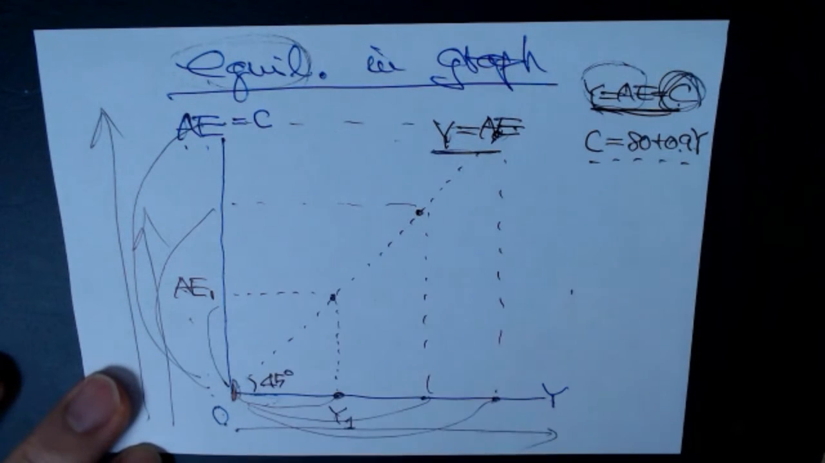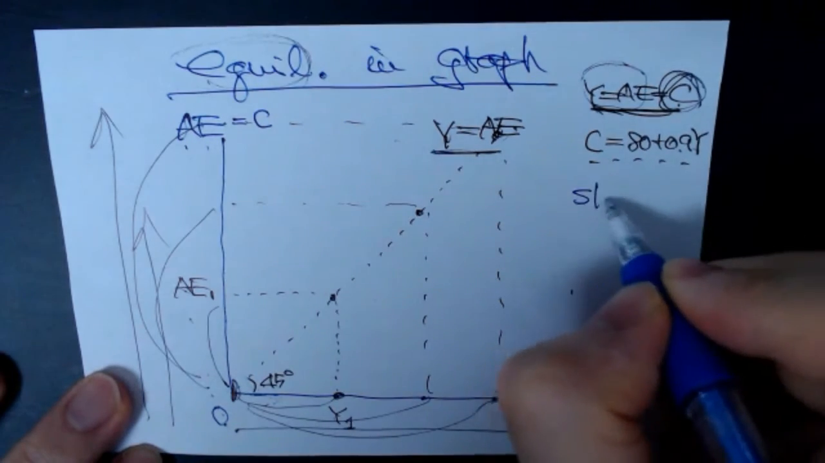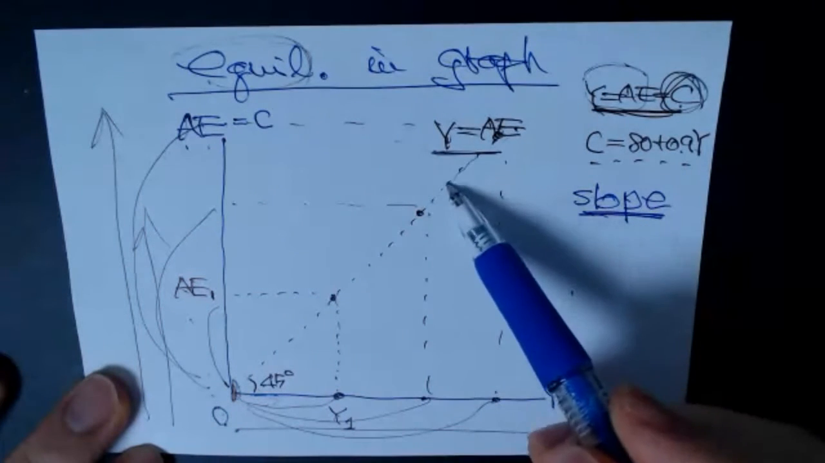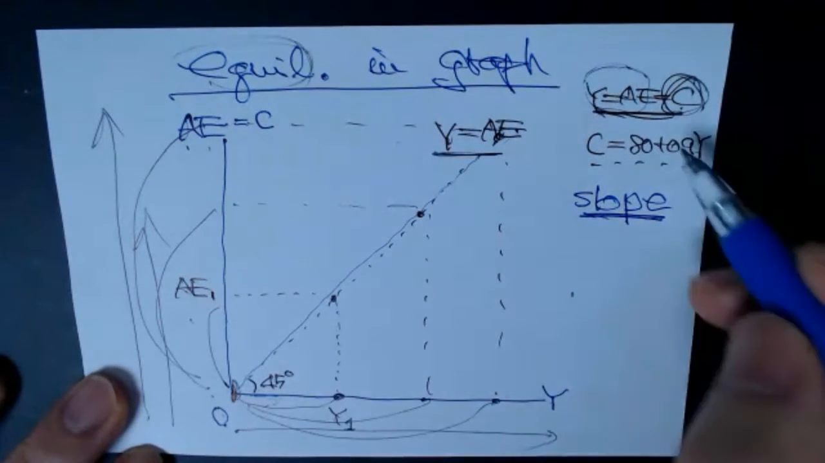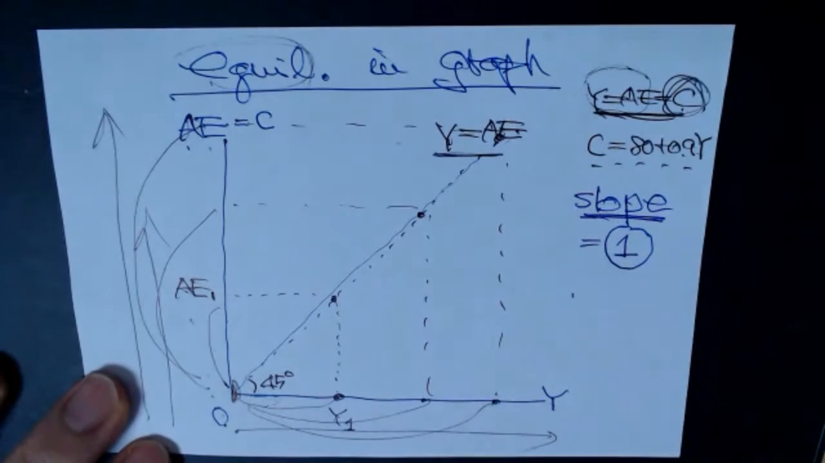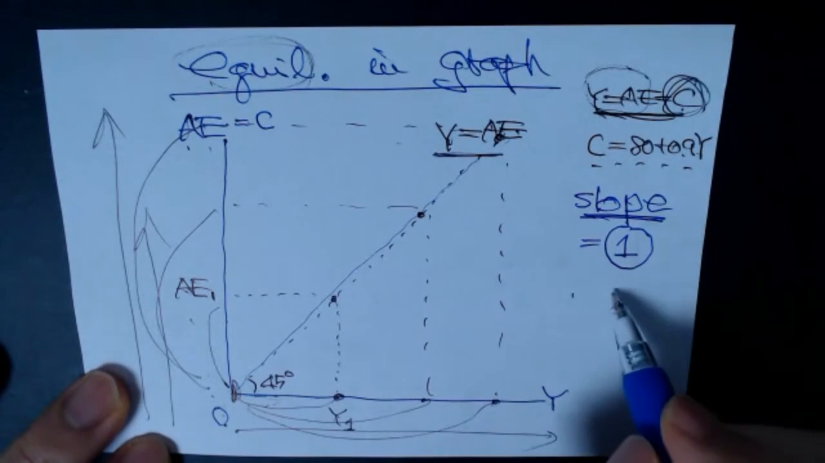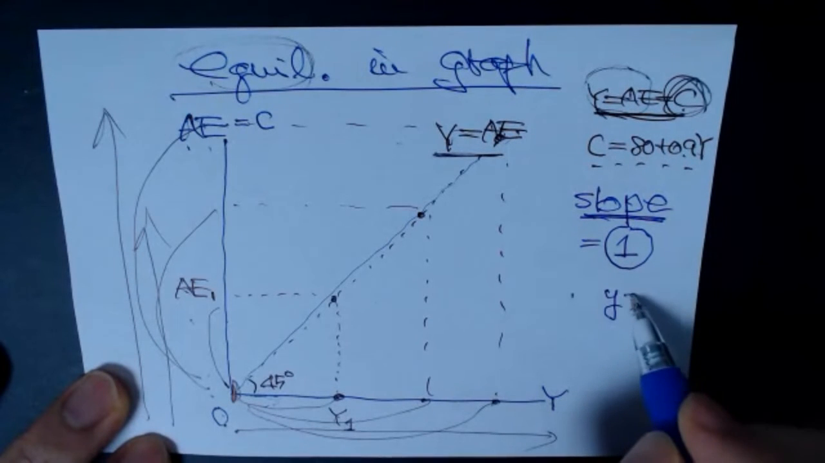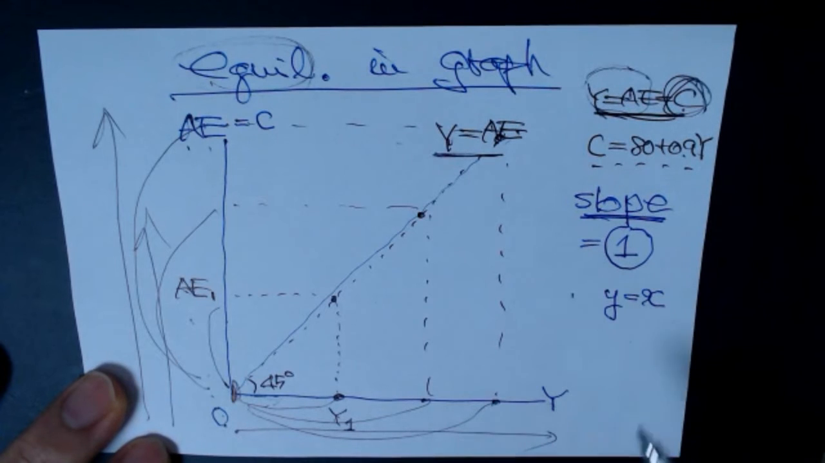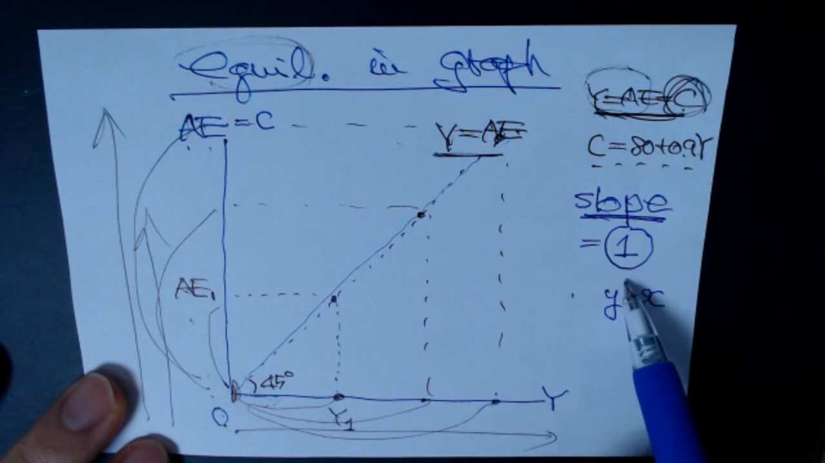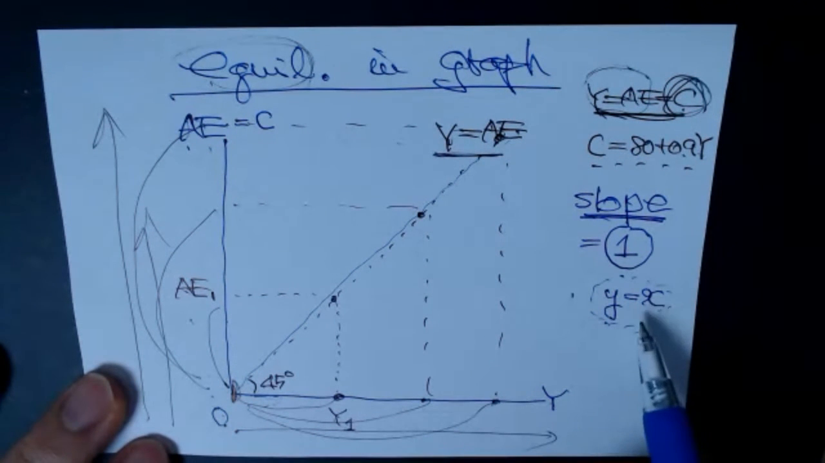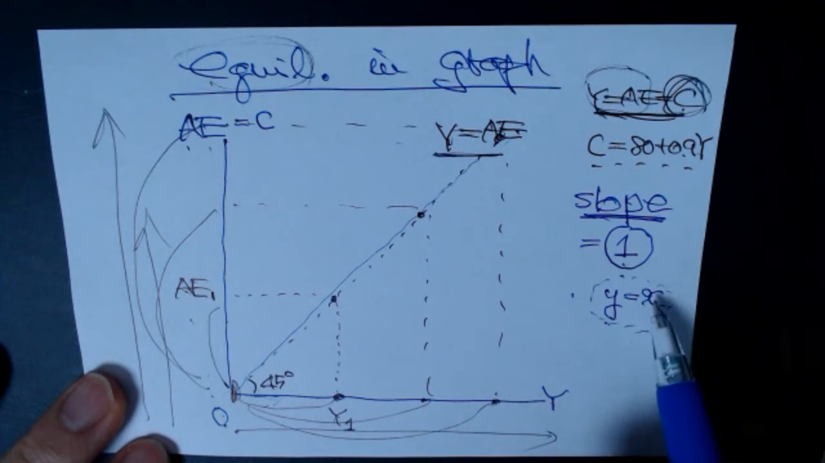Then what is the slope of this graph? The slope of this 45-degree line should be 1. This is the same as what you studied already when you were much younger than now. Y equal to X, right? So whenever you draw this graph, Y equal to X, the slope, meaning the number of X, is 1, right?